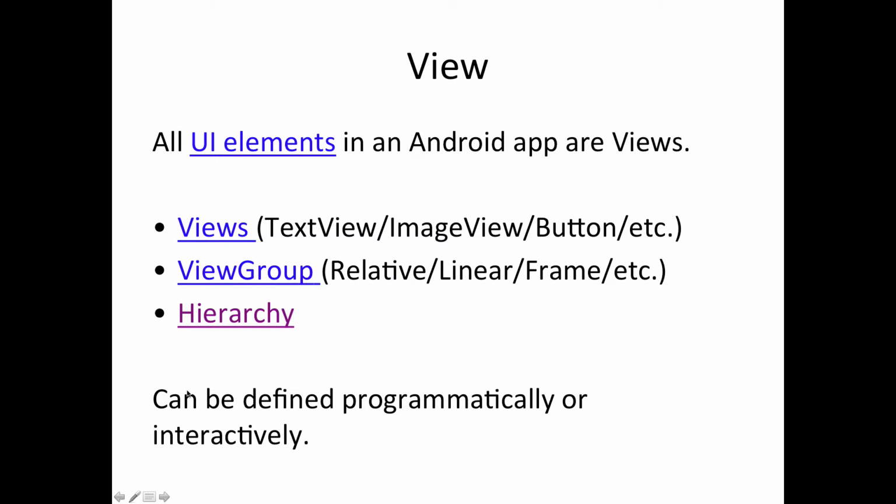And your view hierarchy for an activity can be defined programmatically or interactively using the IDE. Almost no one does it programmatically because it's actually a real big pain to build it that way. Most people do it interactively, which is using the Eclipse IDE or Android Studio to build it with XML. You don't define it in code, you define it in XML, and you can actually see it as you go in the IDE. The IDE gives you a preview.